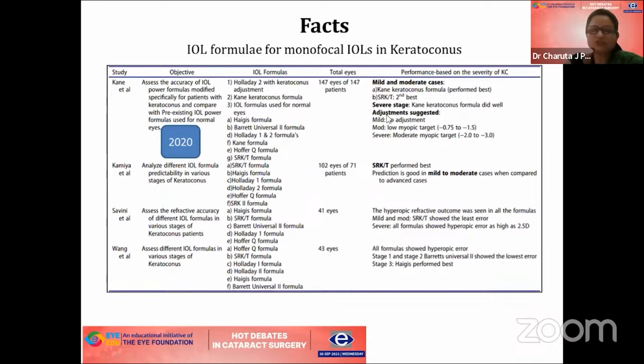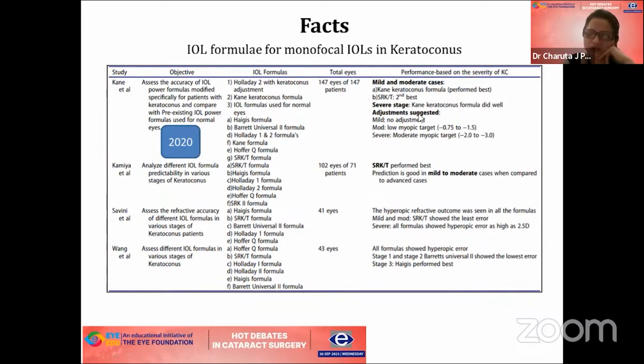Again, let's look at the pooled studies which we have. This is data from 2020, and Kane et al. have studied 147 eyes of 147 patients for all stages of keratoconus, and the keratoconus Kane formula actually did very well in all stages. And to avoid hyperopic result, which was mentioned before, they suggested some corrections also, that is in mild to moderate keratoconus. There should be no correction in the Kane keratoconus formula.